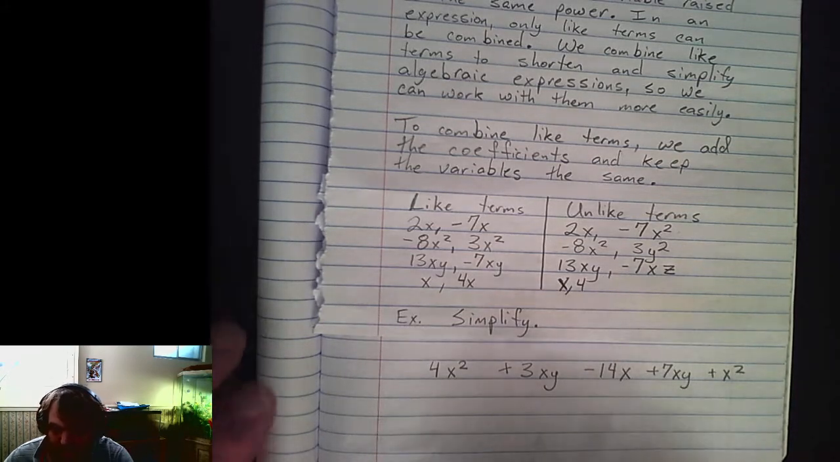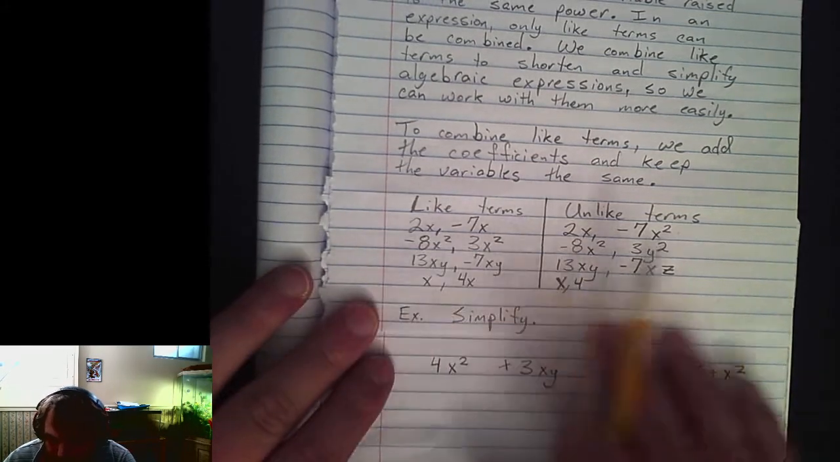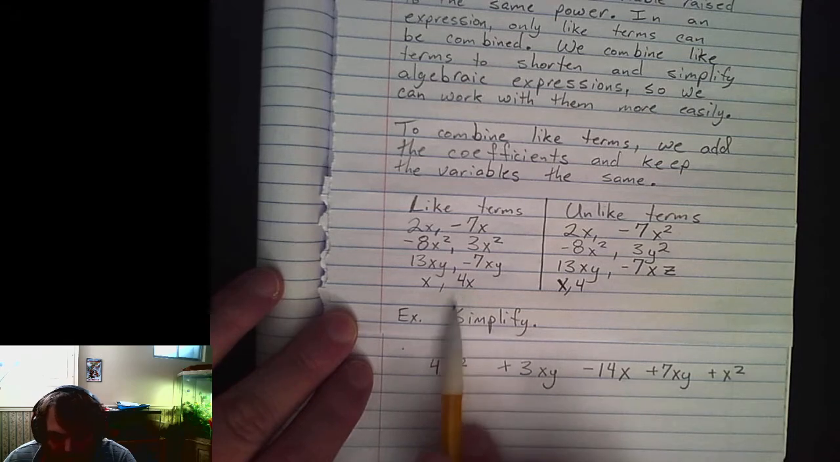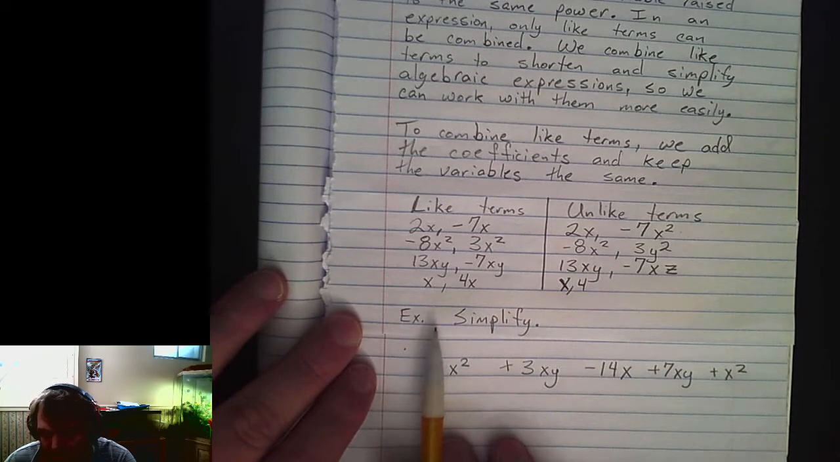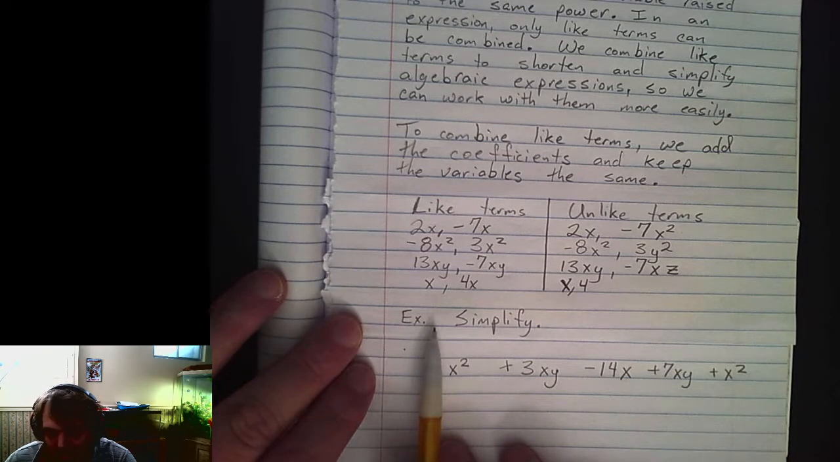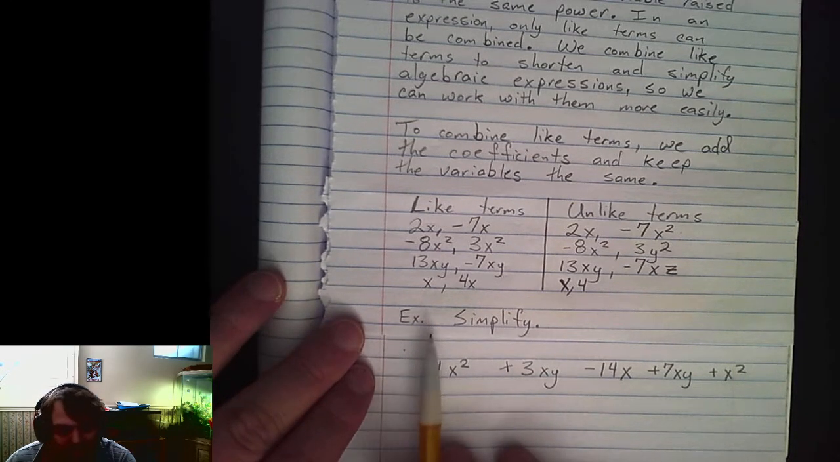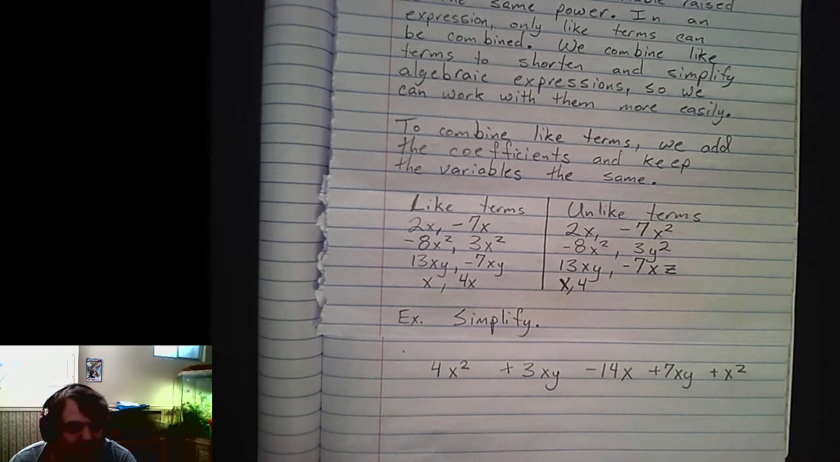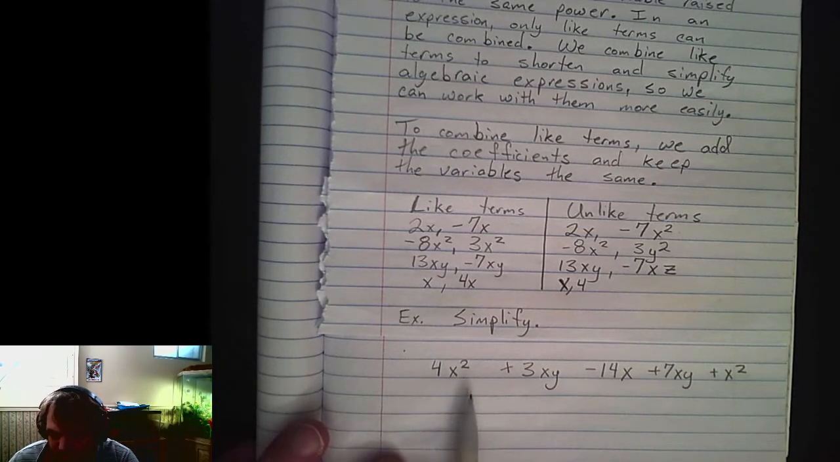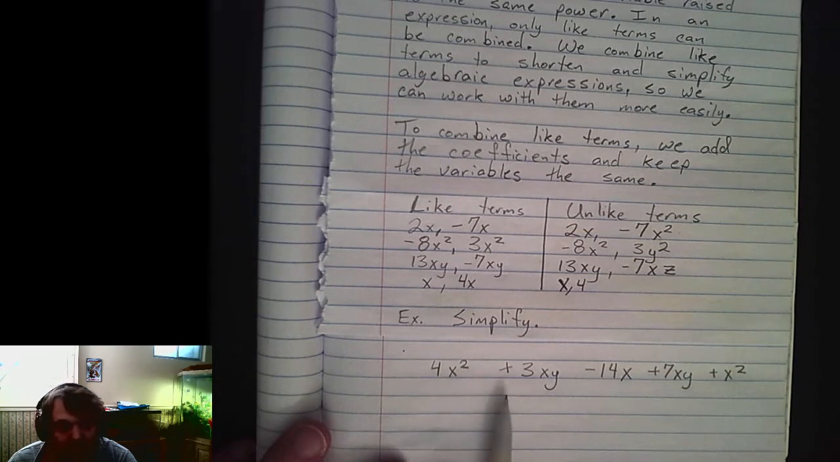Welcome back. We are now going to use combining like terms in a problem. Oftentimes when you are given a problem, the problem asks you to simplify. This is when you use combining like terms. So we have an expression here, 4x squared plus 3xy minus 14x plus 7xy plus x squared.